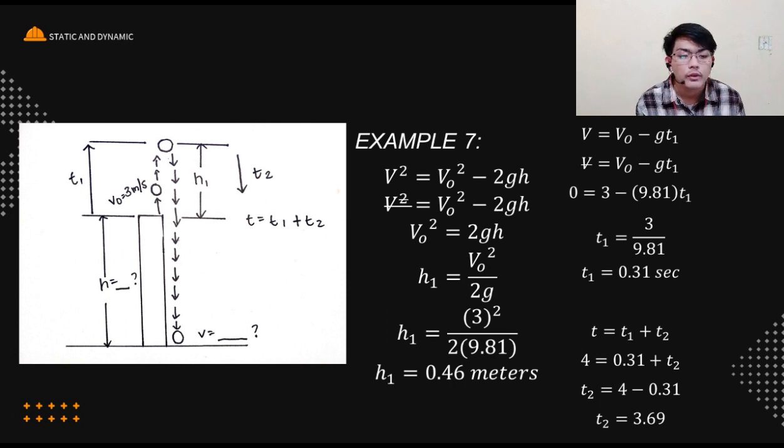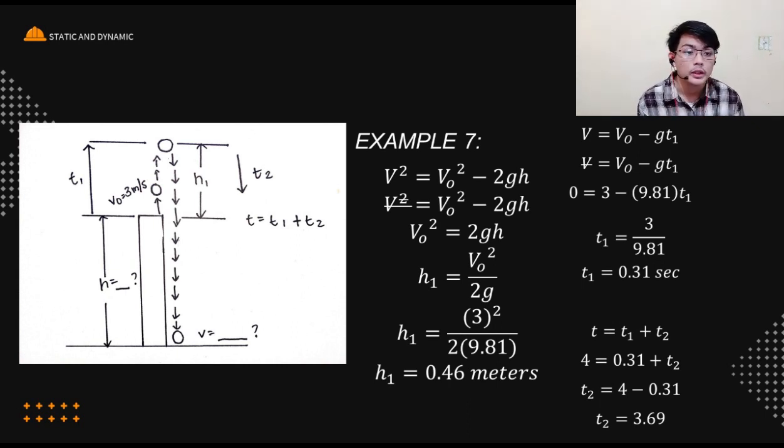Now we have h1, our first height, equal to our initial velocity squared divided by 2 multiplied by gravity. So we just input our values into the equation, and we have h1 equals our initial velocity, which is 3 squared, over 2 multiplied by g, our gravity. So we have h1 being equal to 0.46 meters.